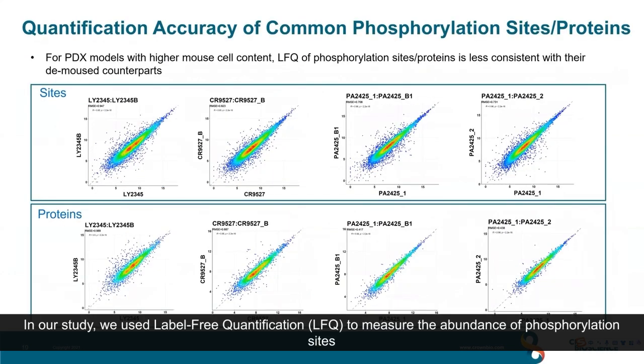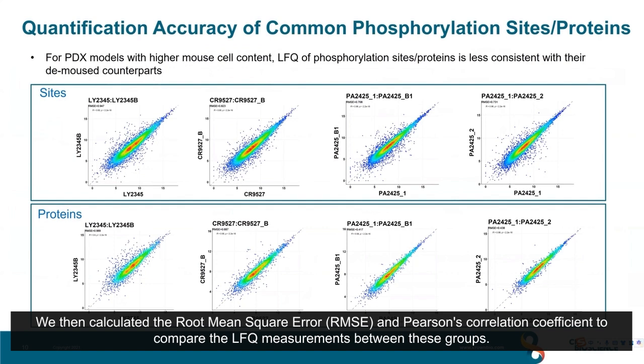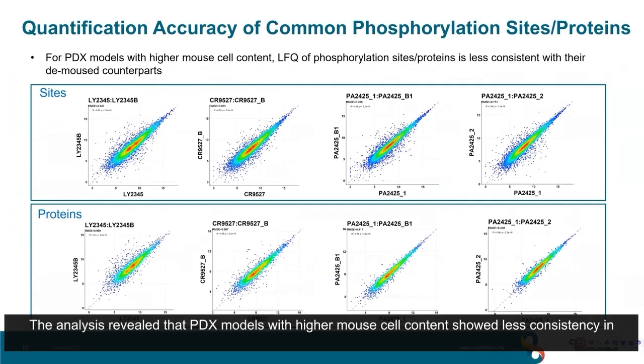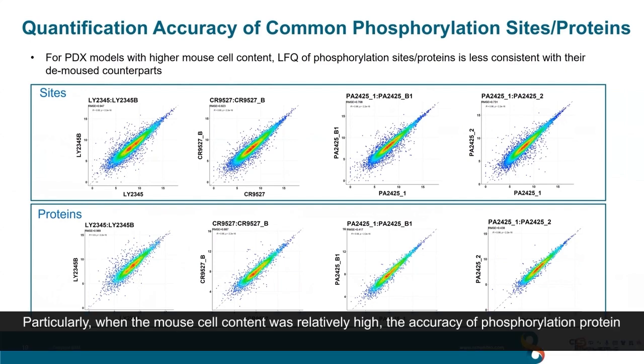In our study, we used label-free quantification, aka LFQ, to measure the abundance of phosphorylation sites and proteins in both the original PDX models and the demoused PDX models. We then calculated the root mean square error, RMSE, and the Pearson's correlation coefficient to compare the LFQ measurements between these groups. The analysis revealed that PDX models with higher mouse cell content show less consistency in the abundance of phosphorylation sites and proteins compared to their demoused counterparts. Particularly, when the mouse cell content was relatively high, the accuracy of phosphorylation protein measurements was significantly compromised.